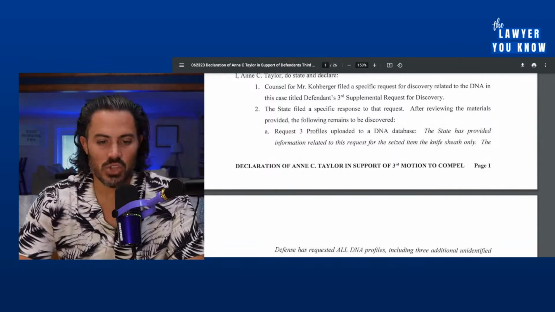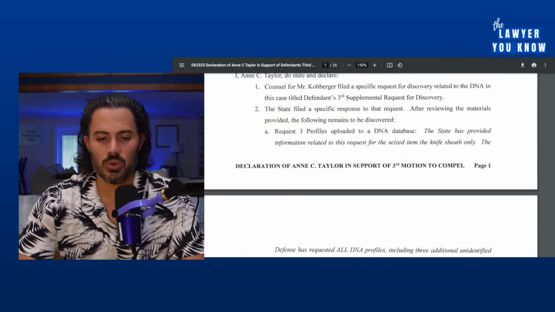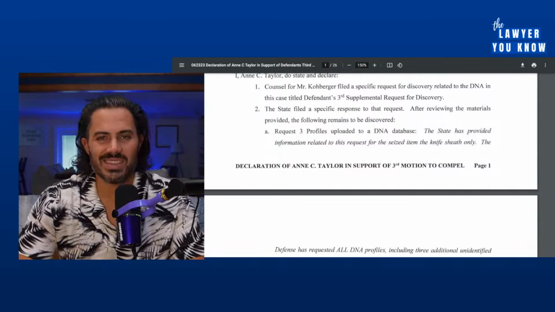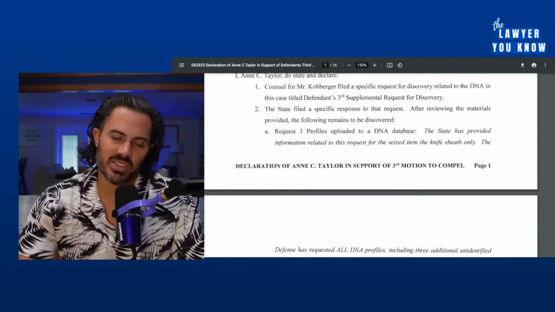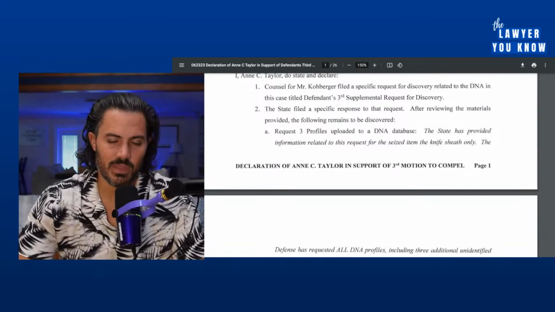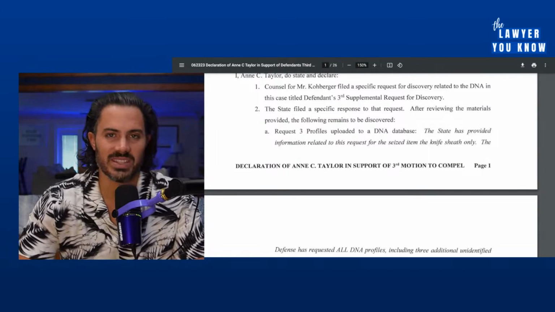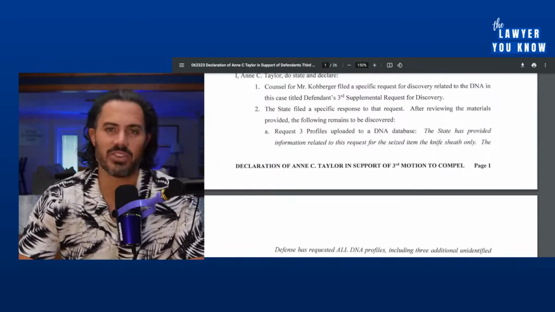Okay. So what she's doing is she's saying, Judge, they said they've given us some stuff. So we went back, looked at the stuff they gave us, and here is what they did give us. Here's what we still don't have, and here's why we need it.